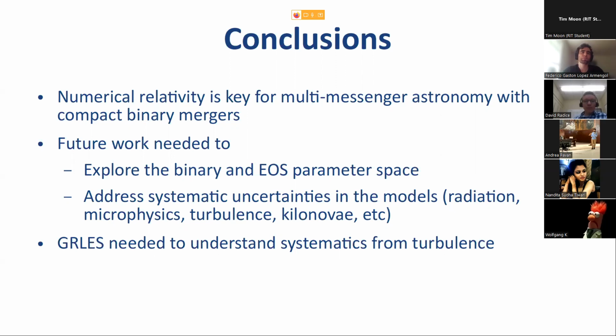If we want to deal with longer time scales and really make the best use of the data that we have and understand the post-merger, then there is a lot of work to be done to understand microphysics and macrophysics like turbulence and their impact on the remnant. I didn't have time to talk about the GR LES model as we have implemented in our code, so I will just leave it here for the conclusions.